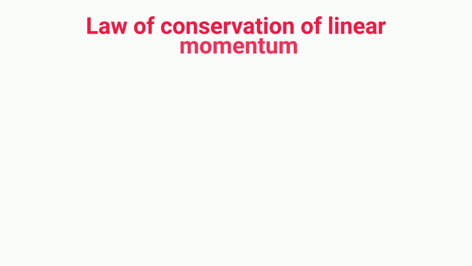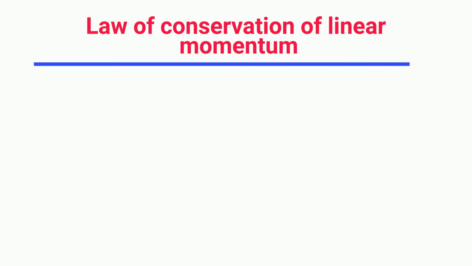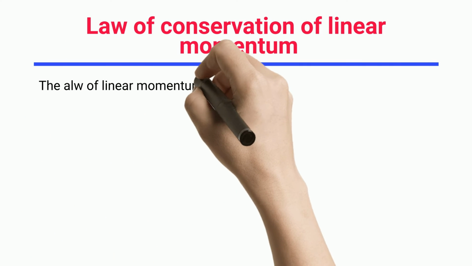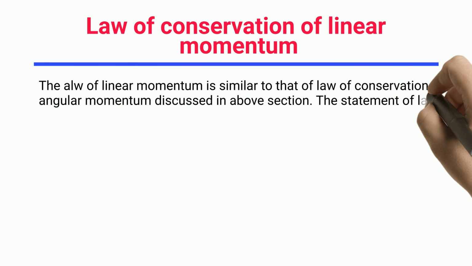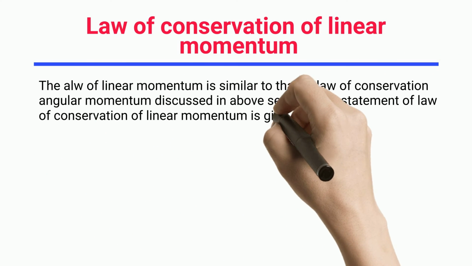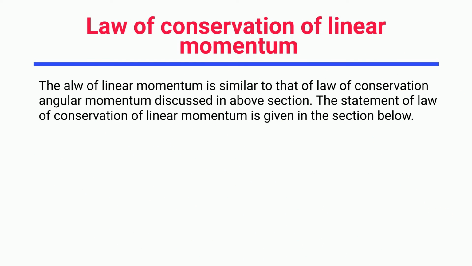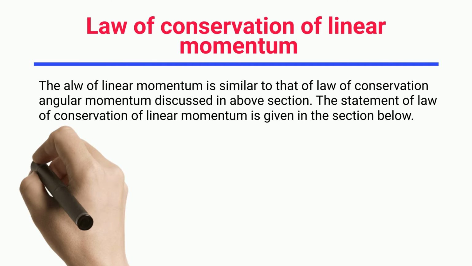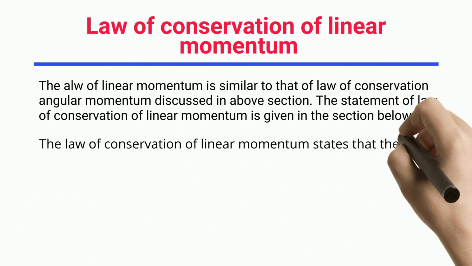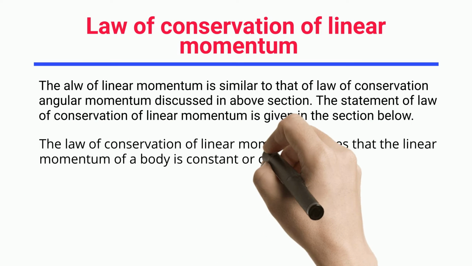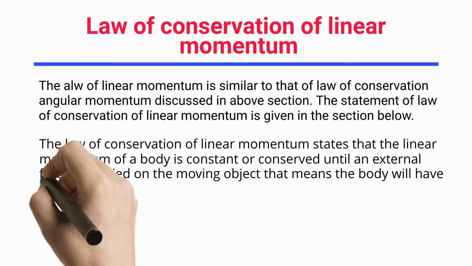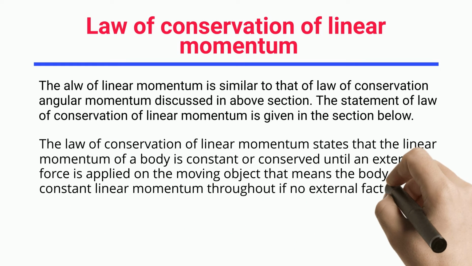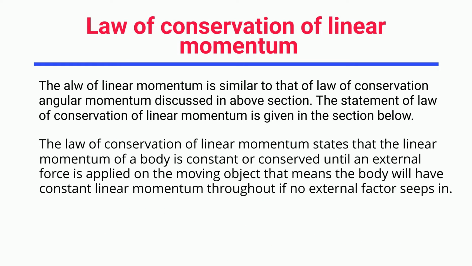Law of conservation of linear momentum. The law of conservation of linear momentum is similar to the law of conservation of angular momentum discussed in the above section. The statement of the law of conservation of linear momentum is given in the section below. The law states that the linear momentum of a body is constant or conserved until an external force is applied on the moving object. That means the body will have constant linear momentum throughout if no external factor seeps in.